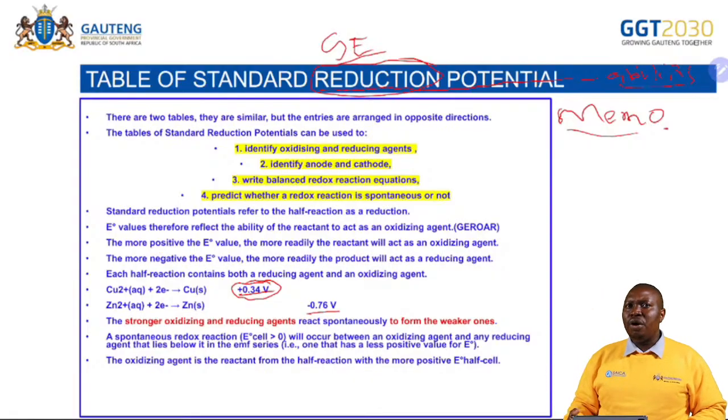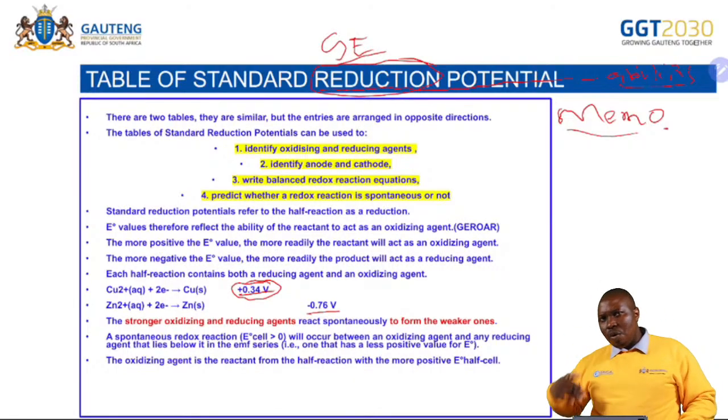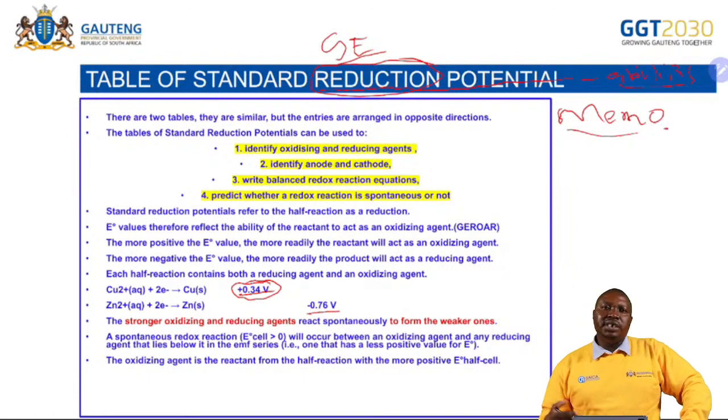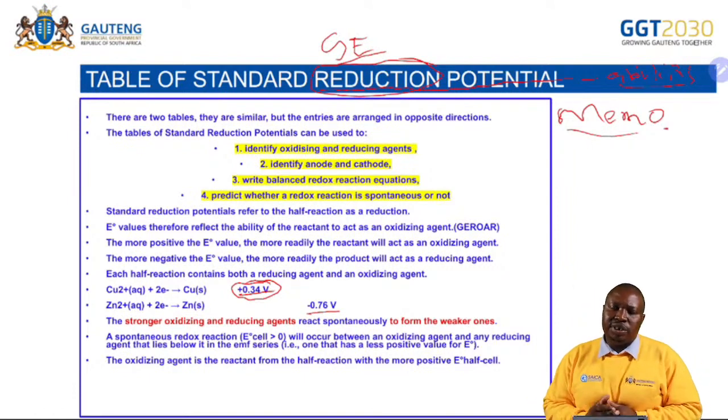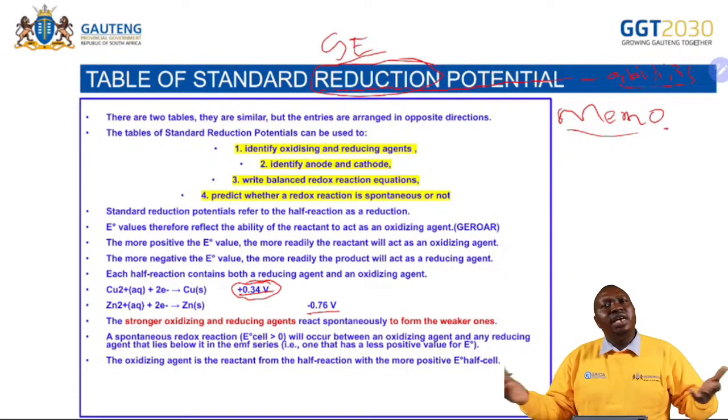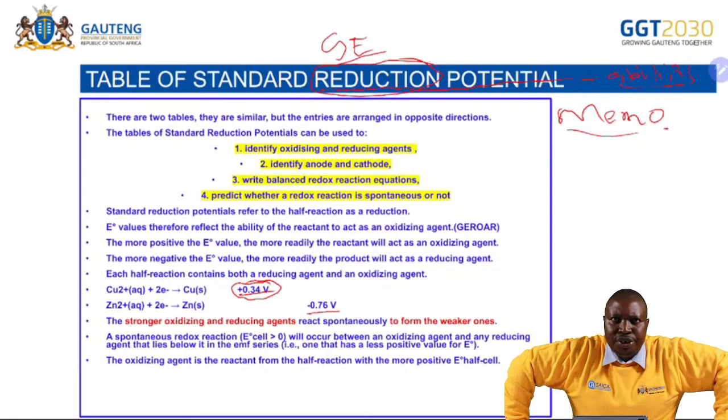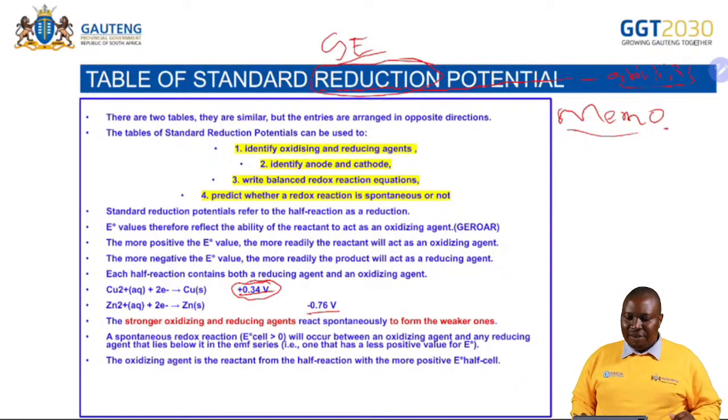I'll show you the table now. It starts with negative numbers going to positive numbers. So it becomes easier for you if you are doing galvanic cell and you are using table 4B. However, you can use any other table to answer the question. So I hope I've clarified that one.